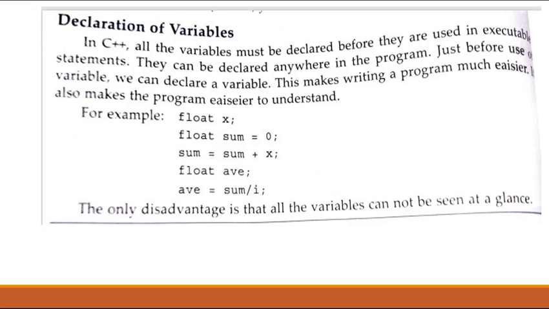In C++, all the variables must be declared before they are used in the executable statements. They can be declared anywhere in the program. Just before use of a variable, we can declare it. This makes writing a program much easier. It also makes the program easier to understand.